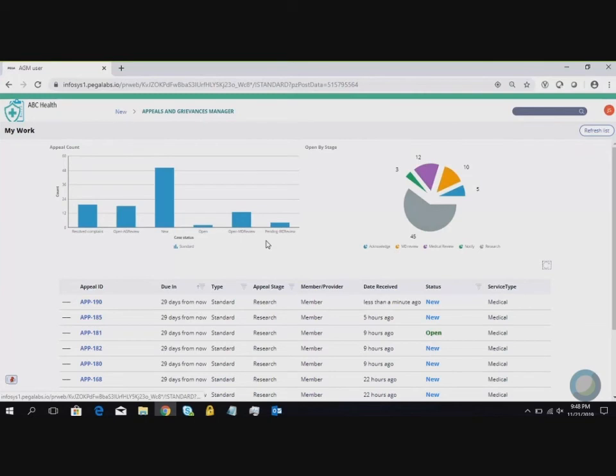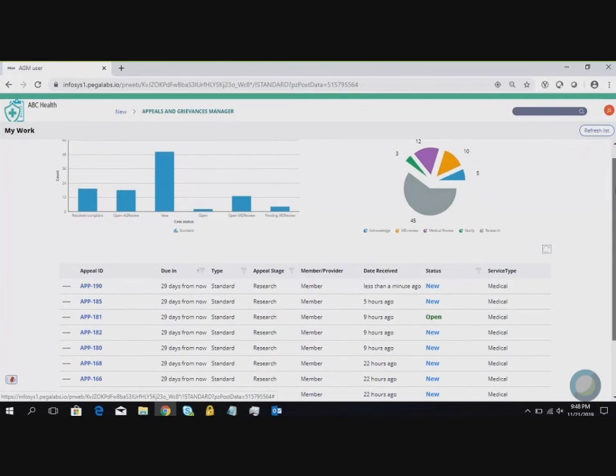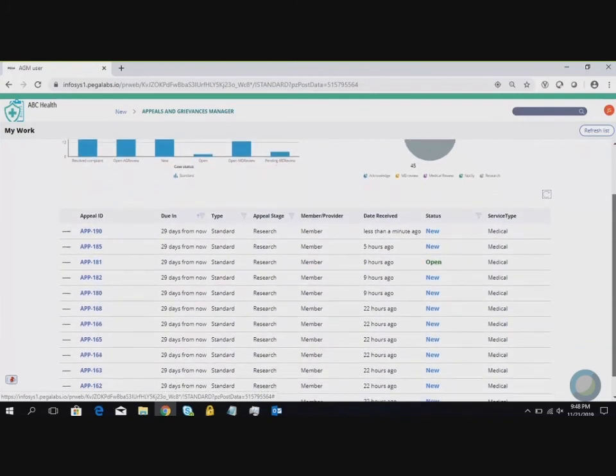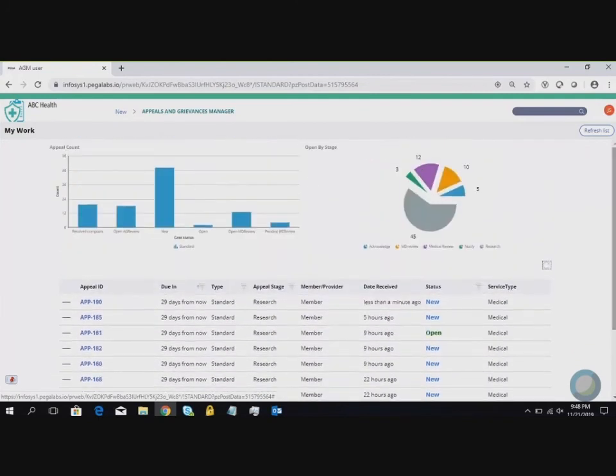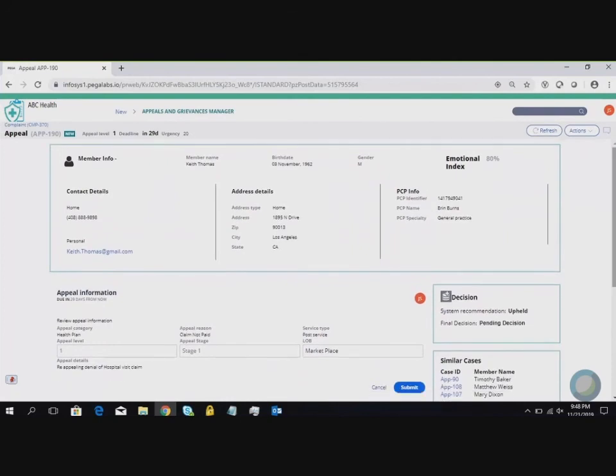So what that means is anything urgent, any appeal that is closer to the deadline and thereby about to be missed, where the plan will have to make payments on that. So that's the view they will get. Now John selected the appeal that Keith submitted, and what he gets to is an appeal 360-degree view, if I may call that.